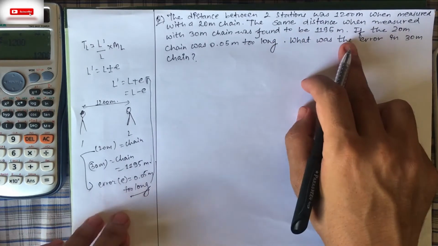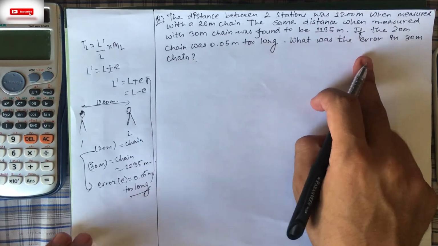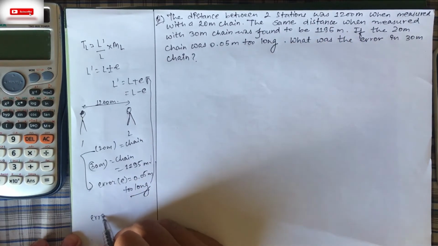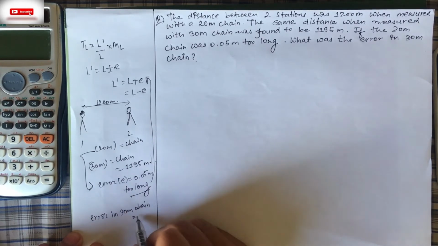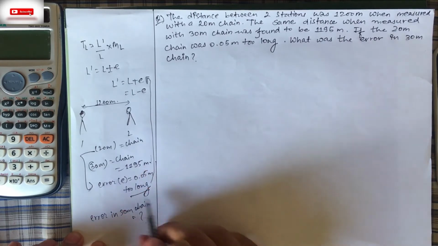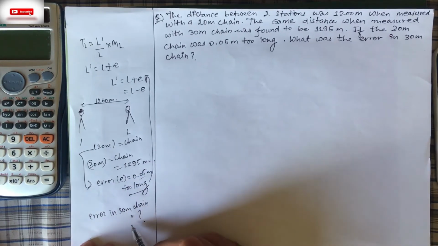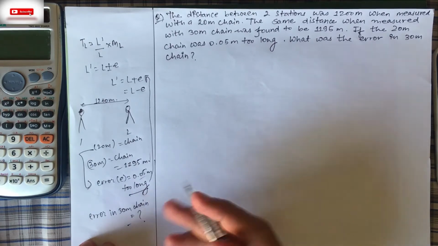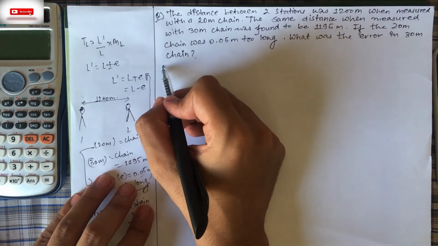Okay, let's go to the question once again. What was the error in the 30 meter chain? We need to find the error in the 30 meter chain, because the error in the 20 meter chain is already given, that is 0.05 meter. Now we have to find the error in the 30 meter chain, whether it is too long or too short. Okay, let's start solving.